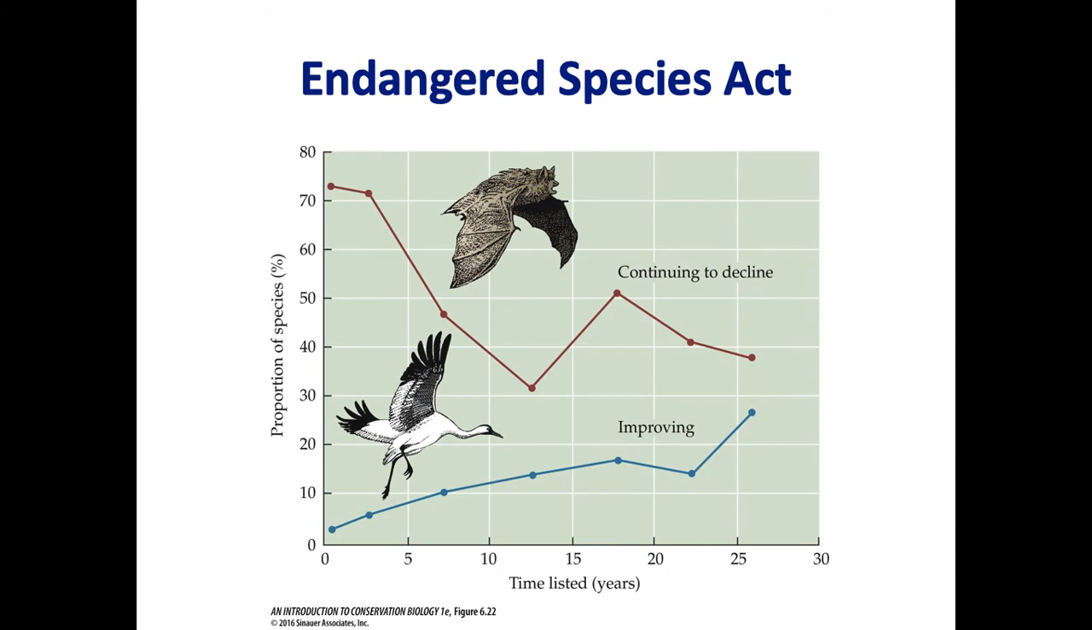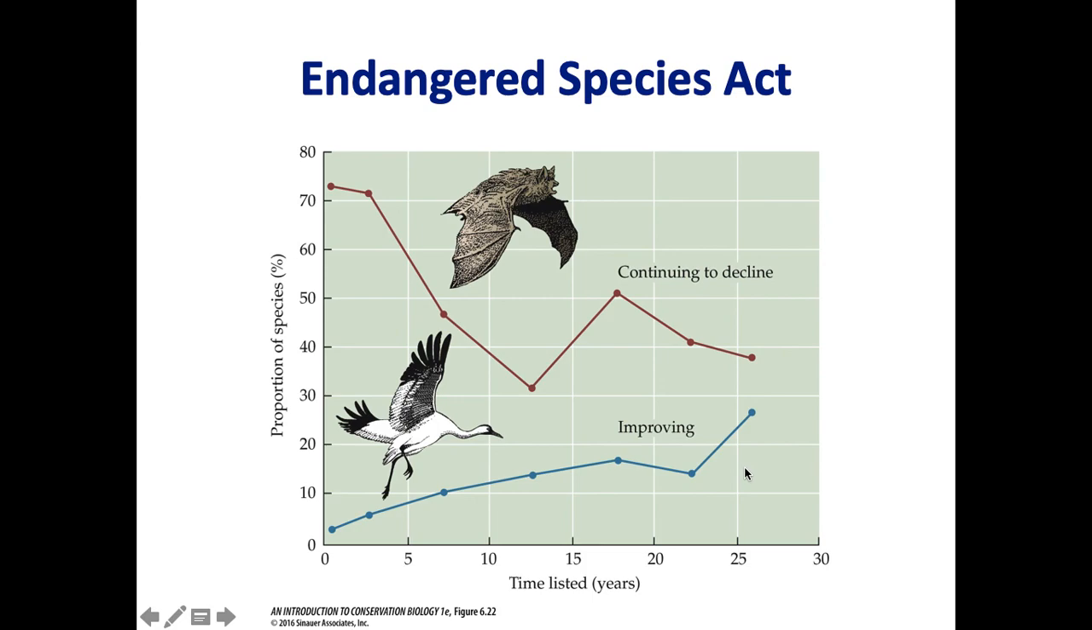This shows another graph that supports the effectiveness of the Endangered Species Act. So this is the proportion of species and the time. So this is how long a species has been listed. And so you can see that the proportion of species that are continuing to decline is very high if they've only been listed for 5 years or less. If they've been listed for 25 years, you can see that a large proportion of them are improving and a smaller proportion of them are continuing to decline.